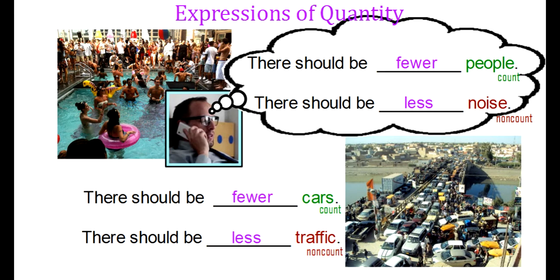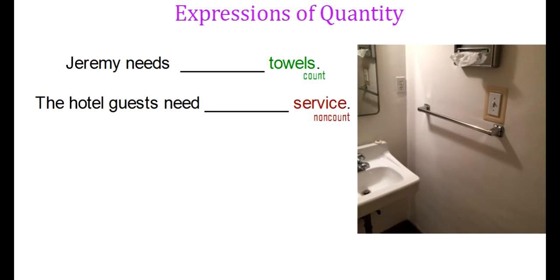Okay, let's see another one. Now if you look at Jeremy's bathroom, there is no towel. And he needs a towel. It's necessary. Jeremy needs more towels. There isn't even one. He needs more towels. The service in the hotel is not really good. So the hotel guests need more service. With the word more, we can use it with a count or a non-count noun. We can use it for both.